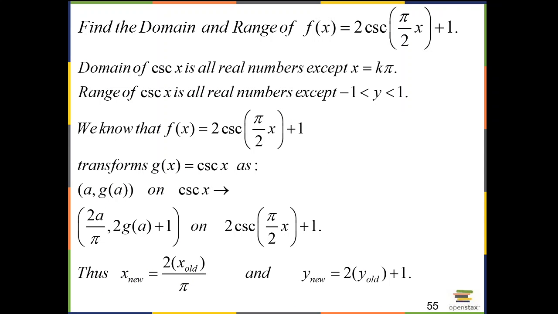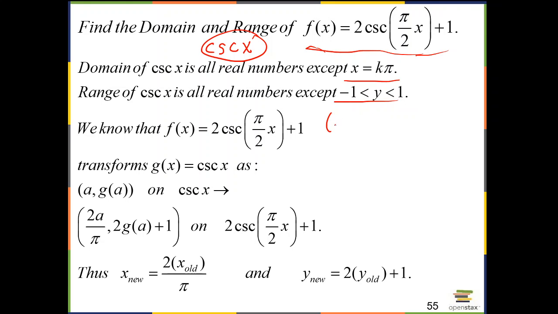function. So what if you're given this function, and you're asked not to graph it, but just to find the domain and range of this. Now we know the domain and range of cosecant x, right? So we know the domain of cosecant x is 1 over sine, and sine cannot be 0. So the domain is all real numbers except that. And then the range is basically all real numbers y, except for what? Numbers between -1 and 1, right?